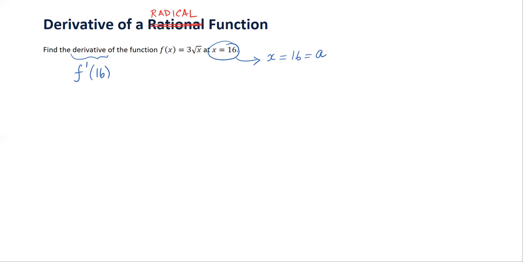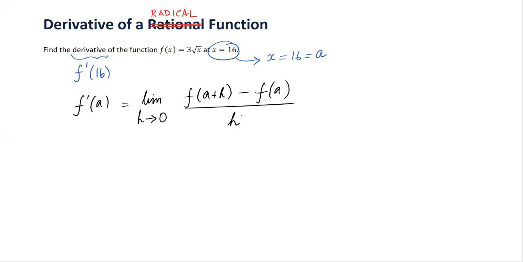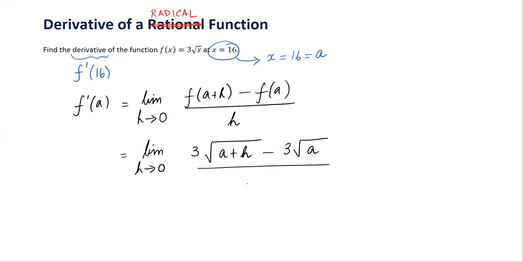Now we have f prime of a, the general formula, right? Limit h approaches 0, f of a plus h minus f of a all over h. All right, so now we have h approaches 0. We have f of x is 3 root x. So in the place of x, I have to plug in a plus h. This being a simple one, I am doing the substitution right in the formula. Minus f of a. In the place of x, I now have to replace it with a, all over h.